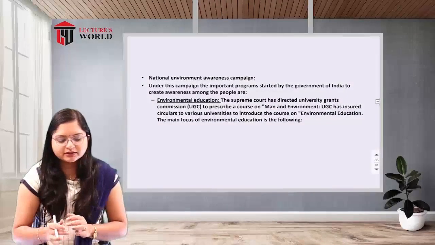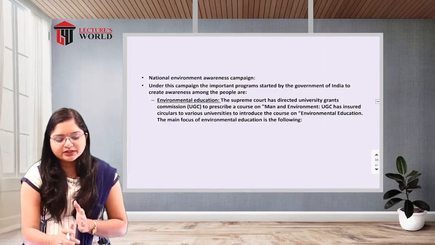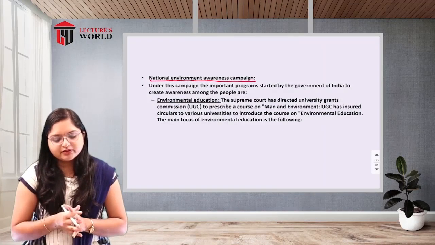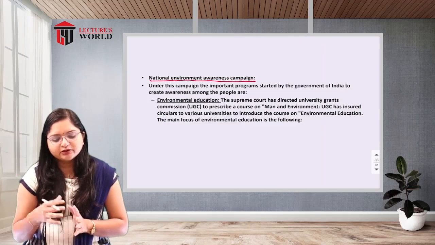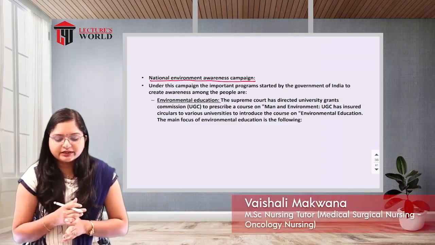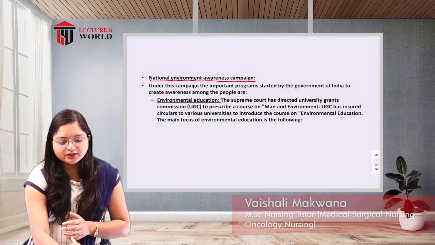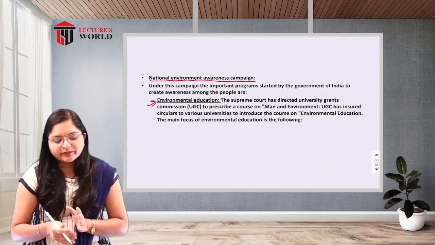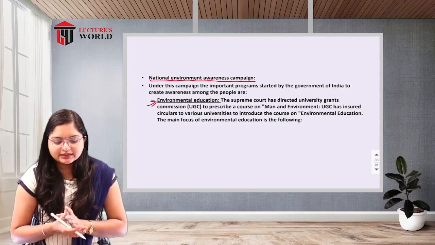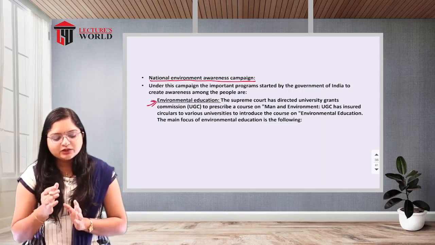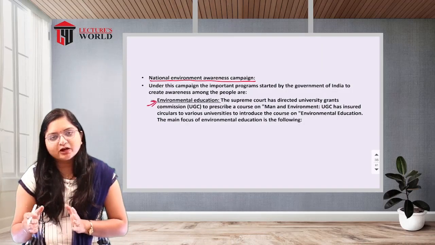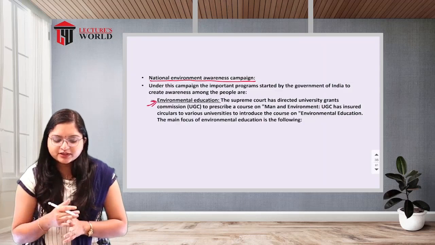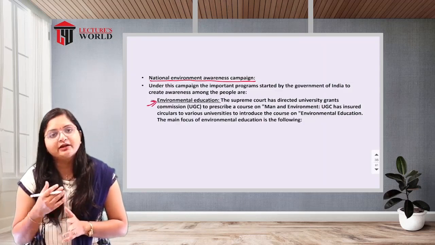The next step by the Indian government is the National Environment Awareness Campaign. Under this campaign, important programs were started by the government of India to create awareness among the people. The first one is environmental education. The Supreme Court has directed the University Grants Commission, that is UGC, to prescribe a course on man and environment. UGC has issued circulars to various universities to introduce the course on environmental education.